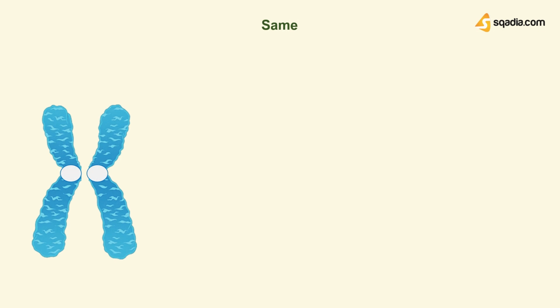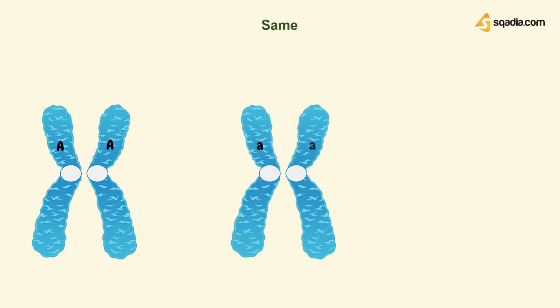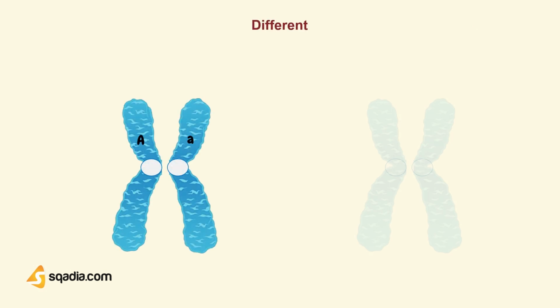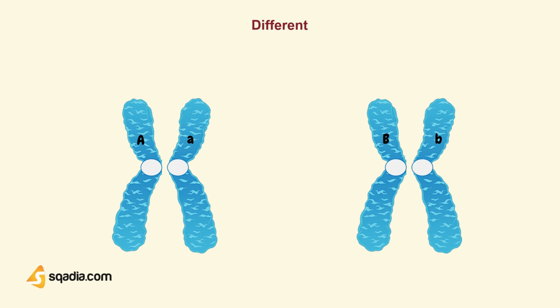Both members of a gene pair may be the same in some individuals. This is a condition which we may represent as capital A and capital A, or small a and small a, or capital B and capital B, and different in others, such as capital A and small a, or capital B and small b. It means that a gene exists in more than one alternate form.